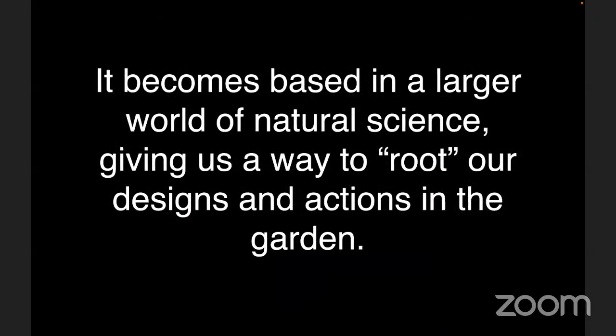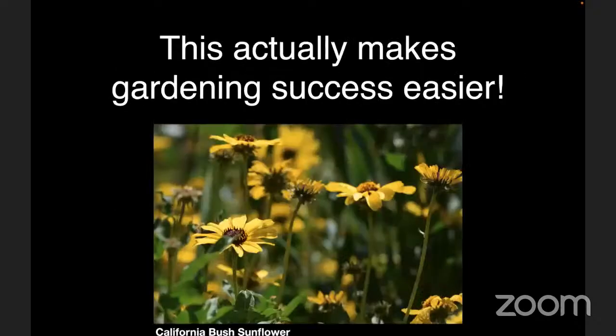It means that our gardening and our landscapes become based in a larger world of natural science. And that gives us a way to root our designs and actions in the garden other than just, plant 3 of these pink things next to 2 of those orange things, which once you start doing this kind of gardening, doesn't seem that important anymore. And this actually makes gardening success much easier for casual gardeners. But where do you start?